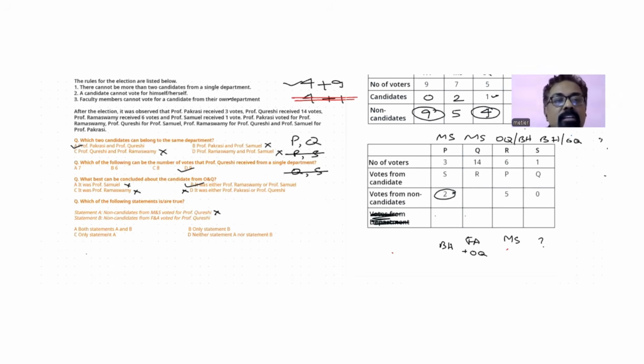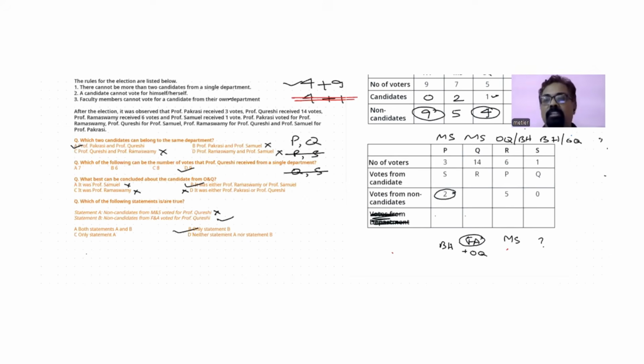Now check the last one. Statement B, non-candidates from FA voted for Q. This is there. Non-candidates from FA voted for Q. So this statement is correct. Only statement B is correct. So option B.